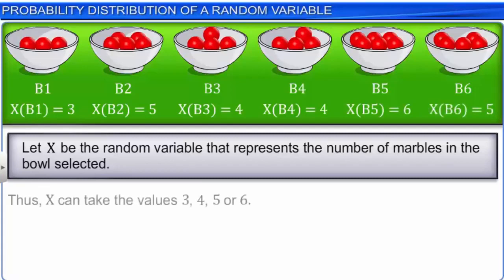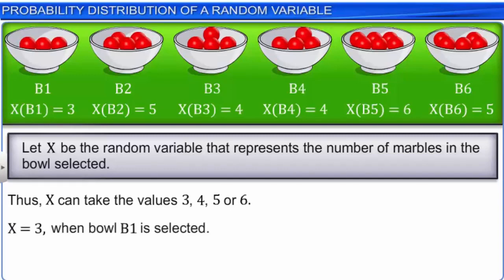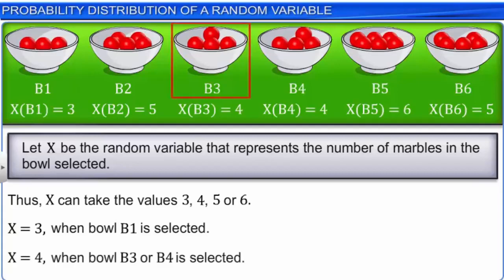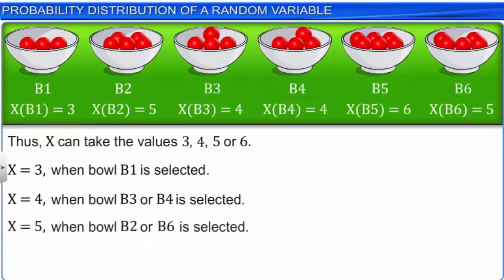Thus, X can take any value from 3 to 6 depending upon the bowl selected. Hence, X takes the value 3 when bowl B1 is selected. X takes the value 4 when bowl B3 or bowl B4 is selected. X takes the value 5 when bowl B2 or bowl B6 is selected. X takes the value 6 when bowl B5 is selected.